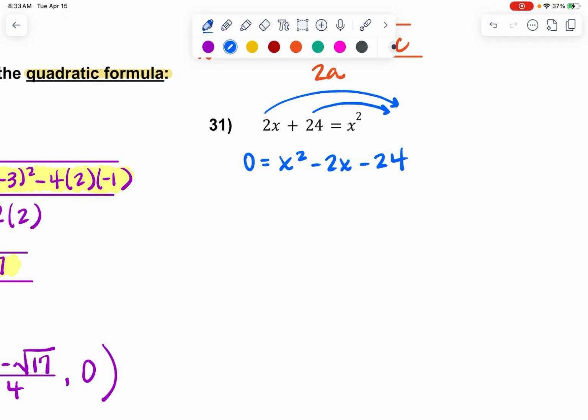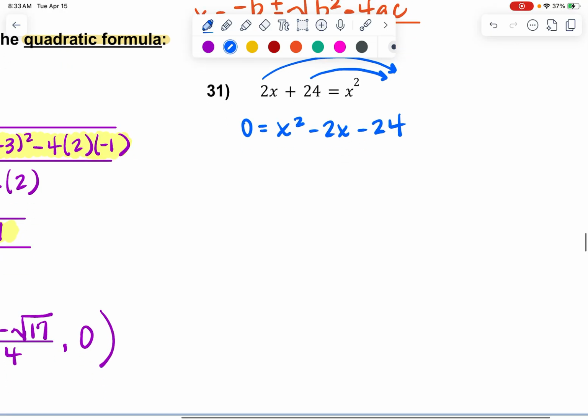If you move your x squared over and make it negative x squared plus 2x plus 24 equals 0, you're still going to get the exact same answers for the solutions, right? So that's not going to have any effect. All right, I'm going to find my a, b, and c. My a is 1, since I kept the positive x squared on the right. My b is now negative 2, and my c is negative 24.